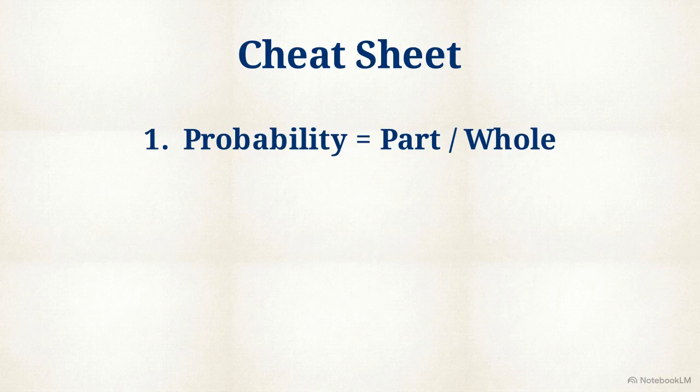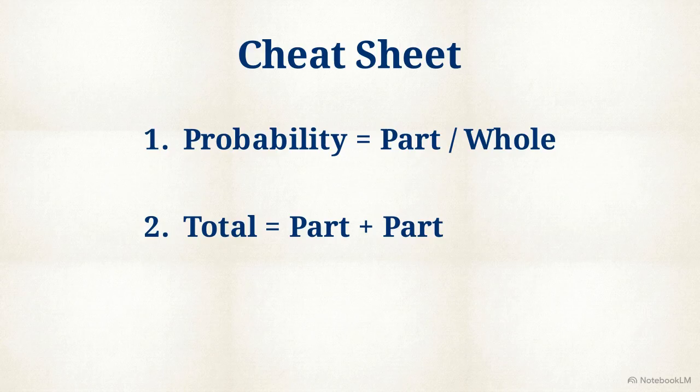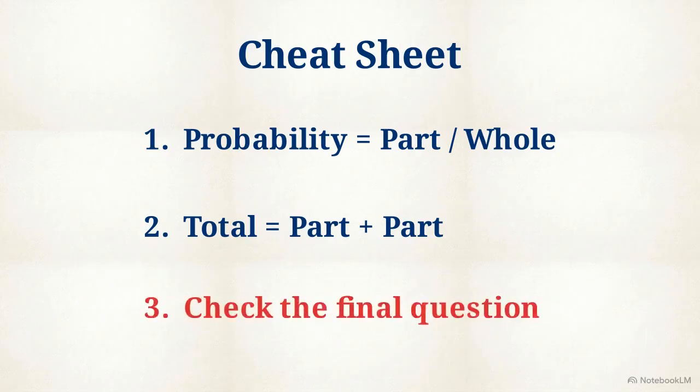Keep these 3 unbreakable rules in mind. 1. Probability compares a specific part to the whole. 2. The whole total always equals part plus part. And 3. Always read the final sentence of the question before you choose an answer.